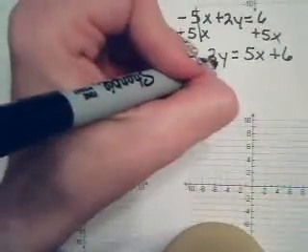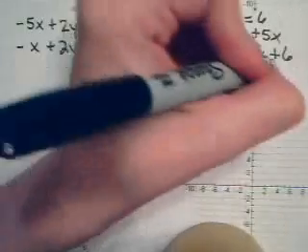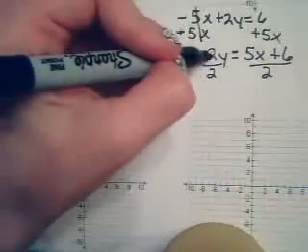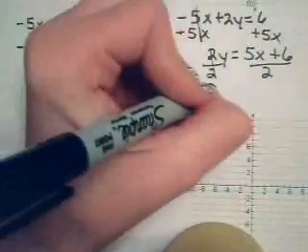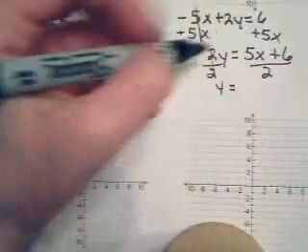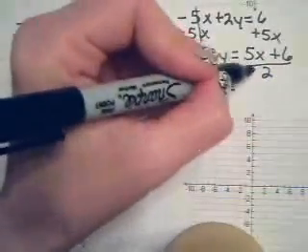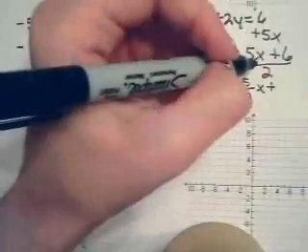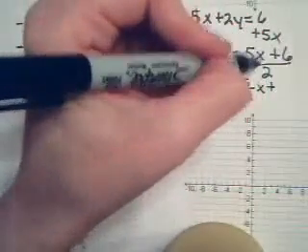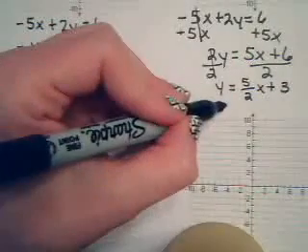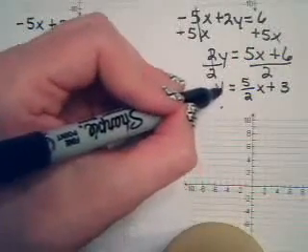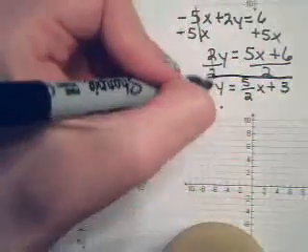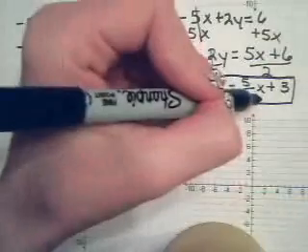So to do that, I'm going to have to divide everything by 2 on both sides. So on the left side, my 2's cancel out, and I'm left with y equals. And now on the right side, I have 5 over 2x plus, and then 6 divided by 2 is 3. Now I have my equation in slope-intercept form. Y equals 5 halves x plus 3. And I can graph this.